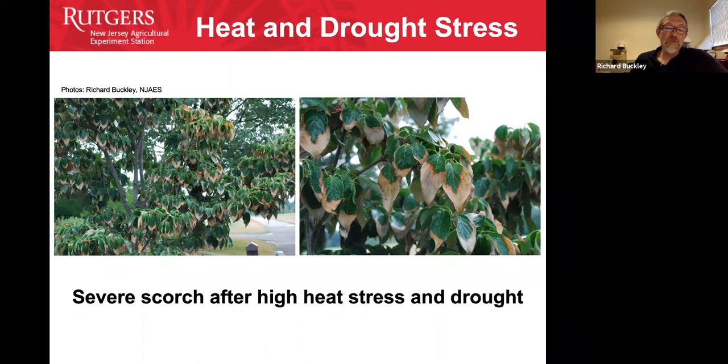So the scorch is generally going to be uniform. It's going to be on all the plants in the same general area, on the same type of root zone. Something like a dogwood, scorch is easier than the oak in the background of the picture there. So again, it's a discrepancy between water going in and out, and the cells that are last in line die first.